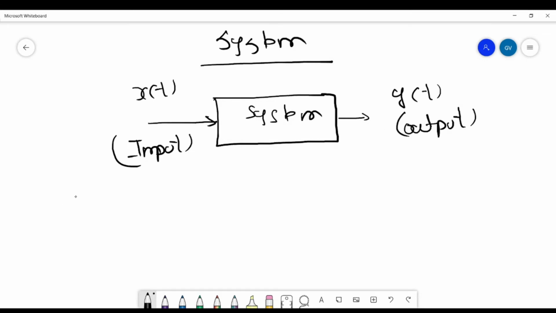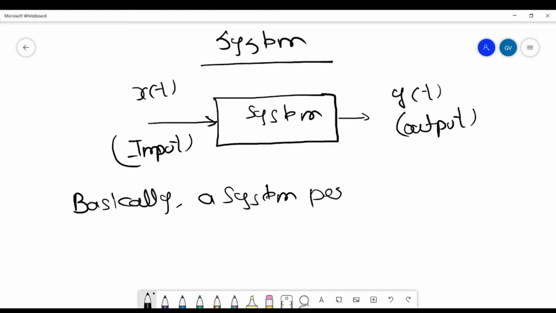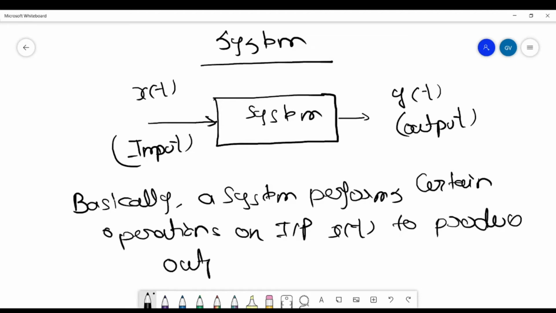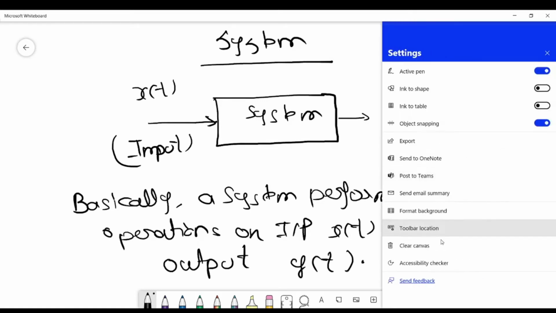So what does a system do? Basically, a system performs certain operations on an input x of t to produce an output y of t. Okay, this is y of t. Now let's move forward to understand more about systems.